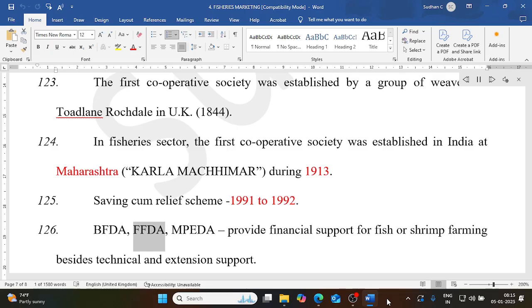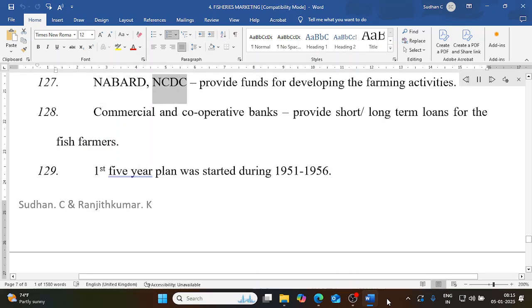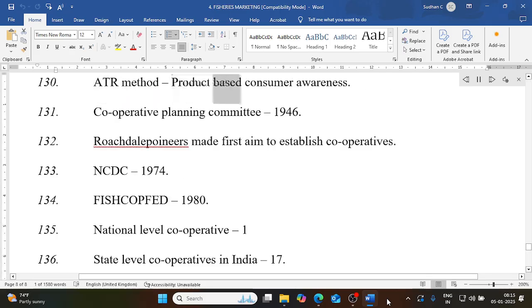BFDA, FFDA, MPDA provide financial support for fish or shrimp farming besides technical and extension support. NABARD, NCDC provide funds for developing the farming activities. Commercial and cooperative banks provide short and long-term loans for the fish farmers. First 5-year plan was started during 1951 to 1956. ATR method, product-based consumer awareness.